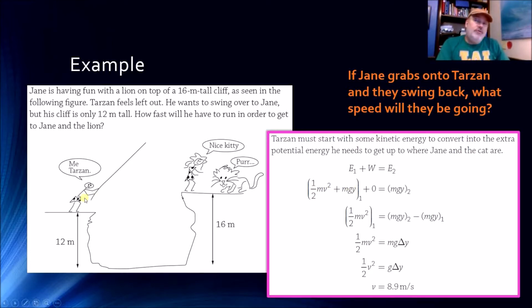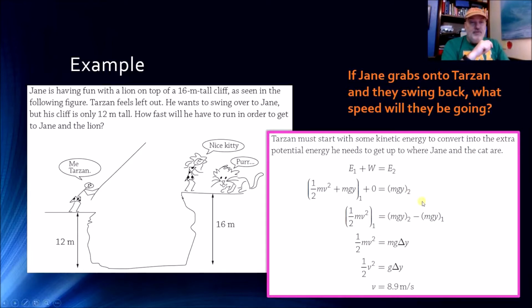Now, what are the forces acting on Tarzan? There's gravity. When he swings across, there's going to be gravity and there's going to be tension. But tension is always going to be perpendicular to the way he's traveling, like in a pendulum. So therefore, it won't be doing any work. So the work is zero. Then at the end, he's going to have only potential. He just needs enough to get to where Jane is.